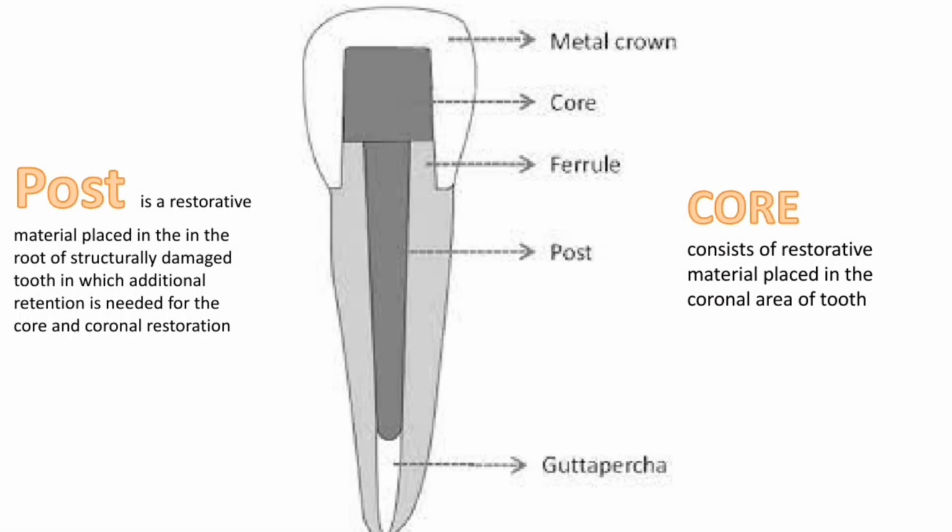So first, what is a post? A post is a restorative material that is placed in the root of a structurally damaged tooth, in which additional retention is needed for the core and coronal restoration. We can see clearly in this picture the arrow indicating a post, and the core is above it. The core is a restorative material that is placed in the coronal area of the tooth. We provide post and core, of course, in an endodontically treated tooth.